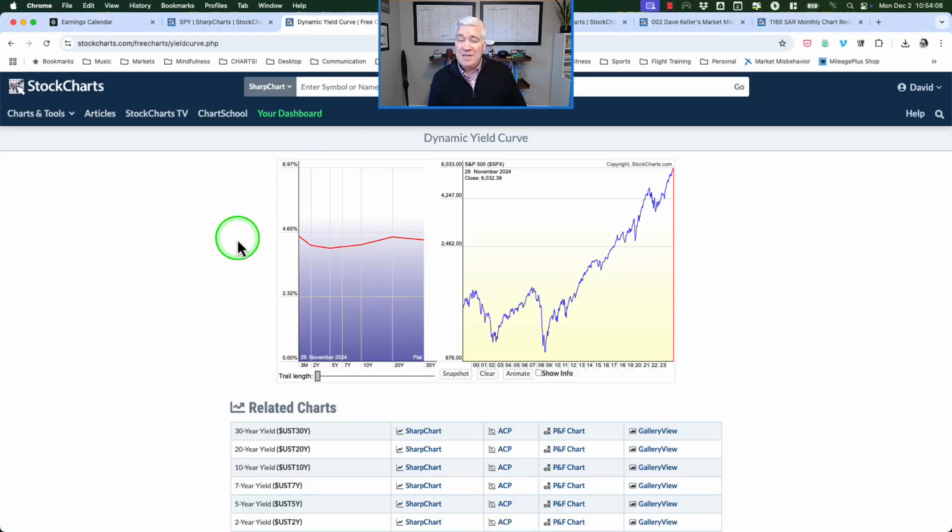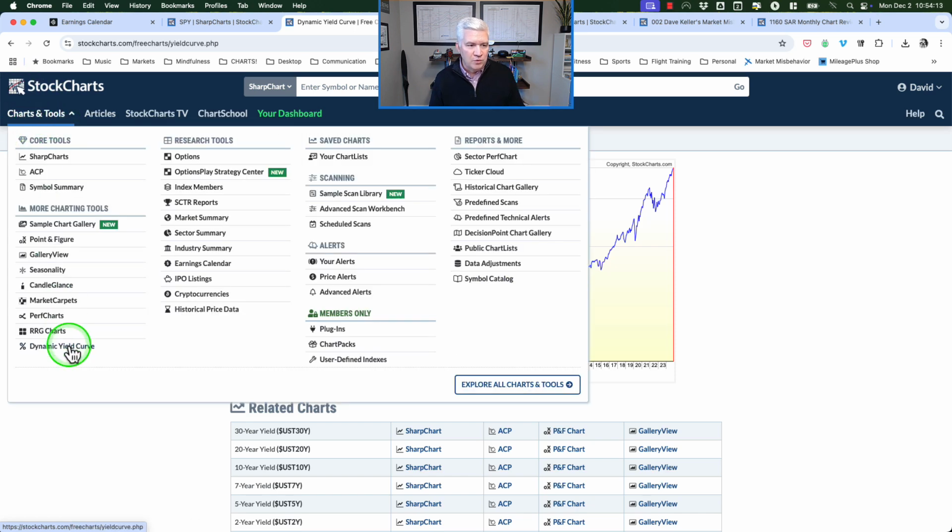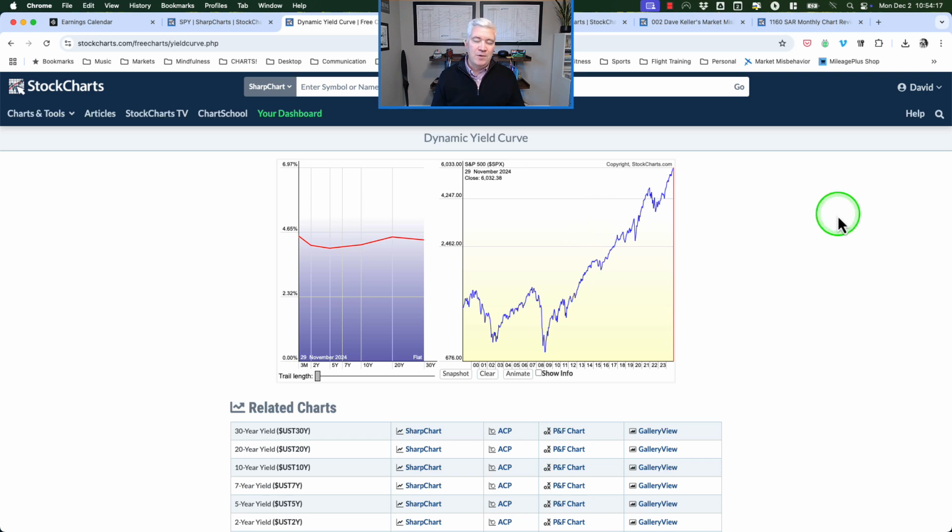So StockCharts actually provides a free tool called the dynamic yield curve. If you go to StockCharts.com, click on charts and tools, in the bottom left corner of that, you're going to see what's called the dynamic yield curve. Now, this is a brilliant visualization. I've not seen anything like it on other websites, and I think it's just such a great way of understanding the relationship between the shape of the yield curve and risk assets like equities.